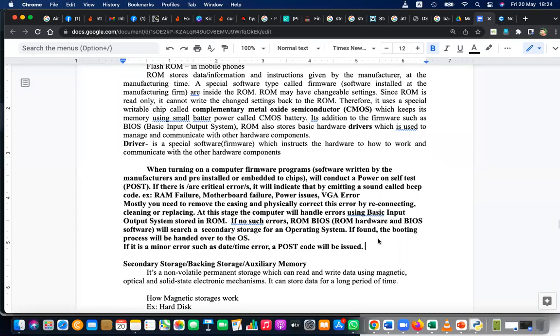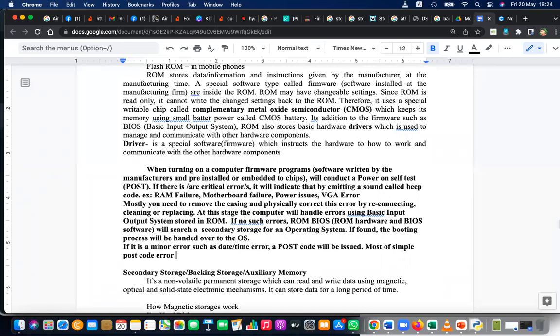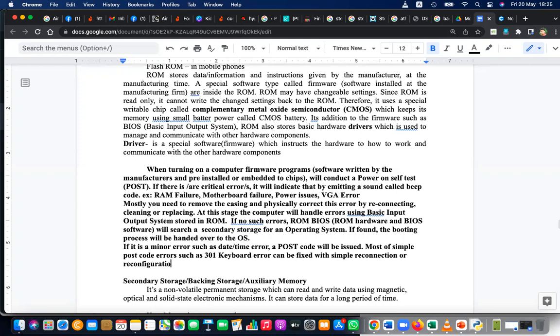So what happens if this error is a minor error, a small error? Most simple POST code errors such as 301 keyboard error can be fixed with simple reconnection or reconfiguration, and some can even be ignored.